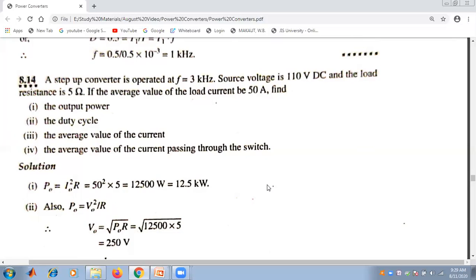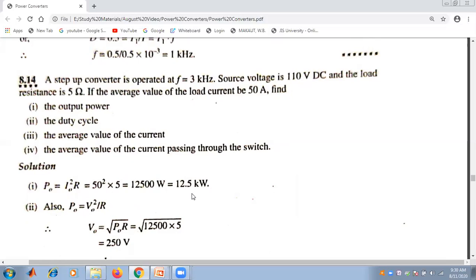First, we have to find the output power. The output power P0 we can write as I0 square into R, and I0 is given, the average value of the load current, as 50 ampere. So it is 50 square into 5, that is 12500 watt, that is 12.5 kilowatt.